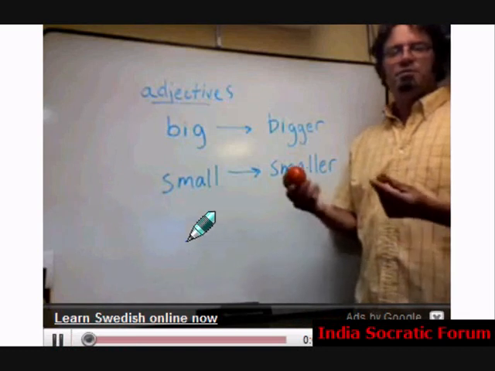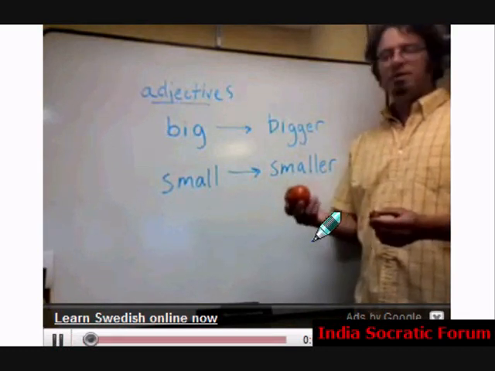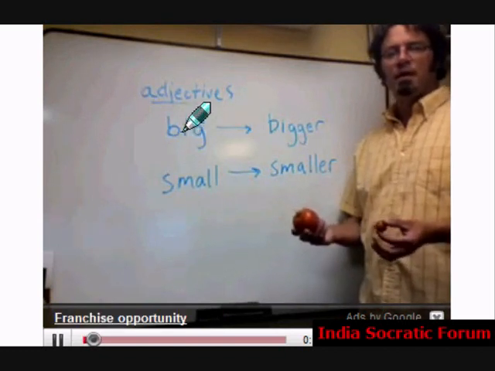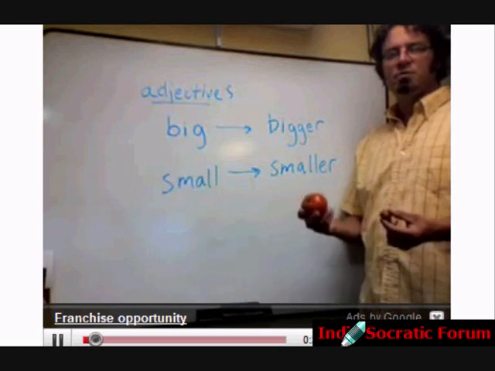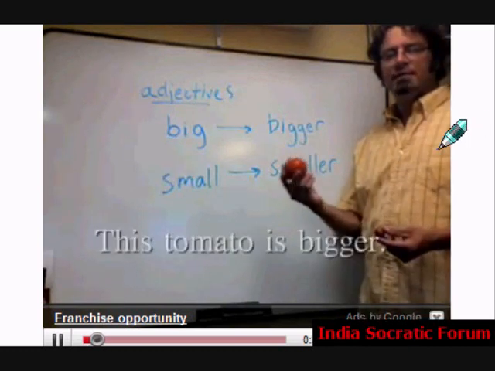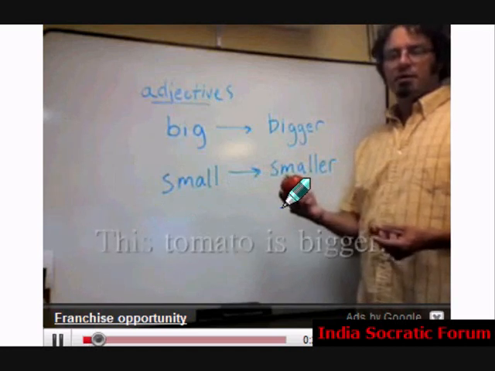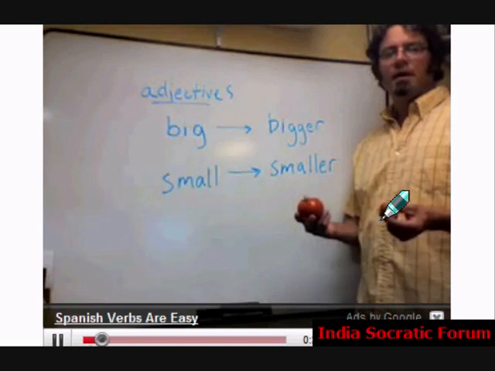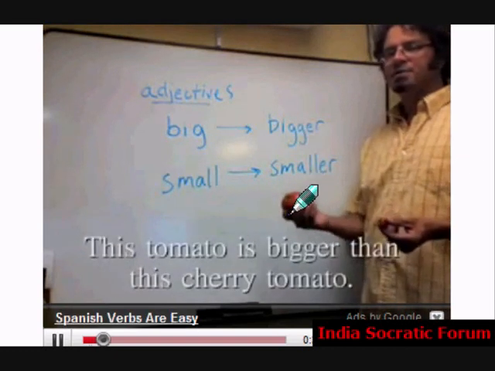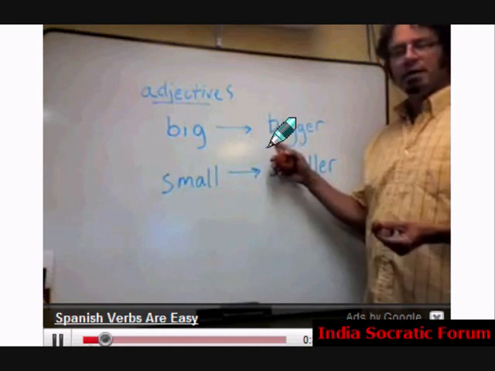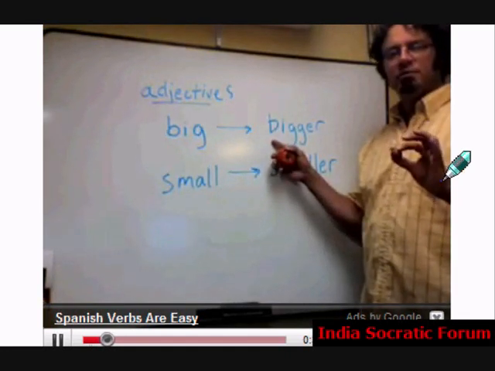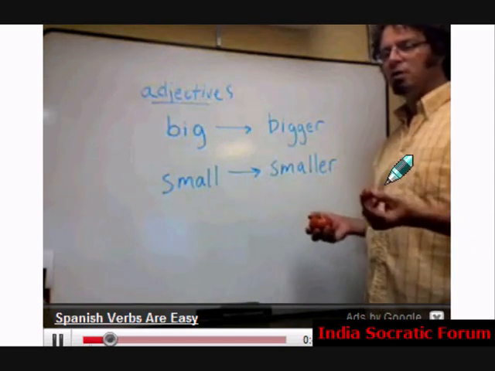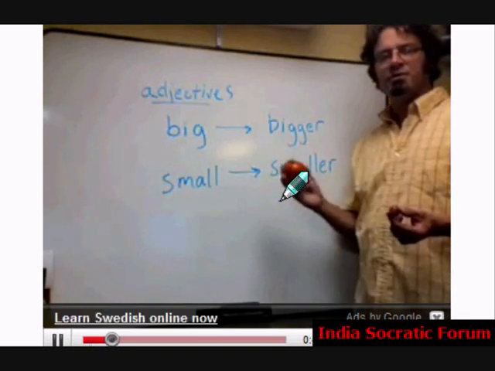So for example, there are two tomatoes. This is a big tomato. This is a small tomato. We can say this tomato is bigger, this tomato is smaller. When we want to combine these two sentences: this tomato is bigger than this tomato. Or otherwise, this tomato is smaller than this tomato.